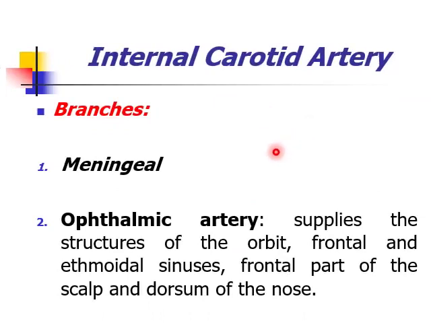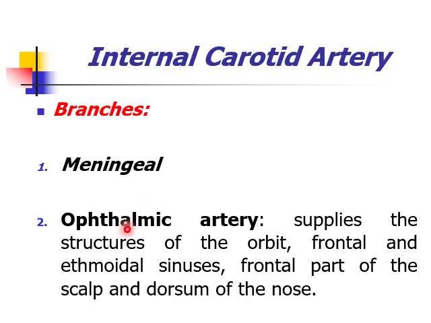This internal carotid artery gives off branches. The first branch that we see from this internal carotid inside the cranial cavity would be meningeal branches. These meningeal branches are responsible for supplying the meninges, the dura, arachnoid, and pia mater of the nearby structures.